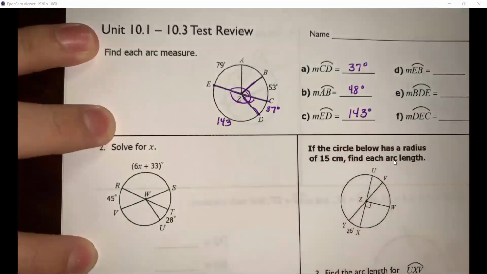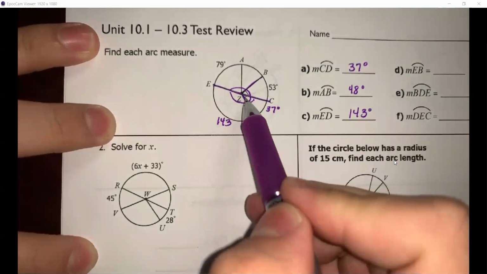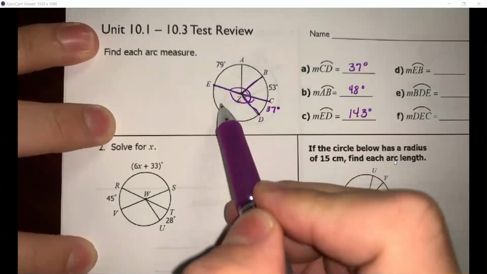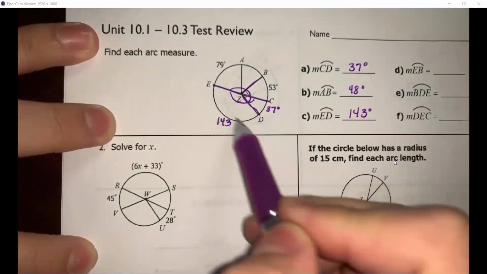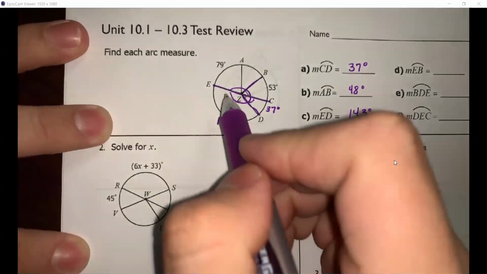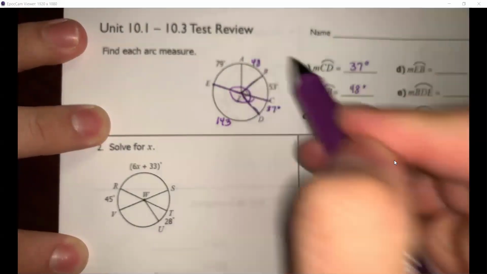This is all pretty simple. And again, you just have to remember that whatever the central angle is equal to, that's the same measure as the arc length, or not the arc length, but the arc measure in degrees that's connected to that central angle. So then if I look at EB, well, didn't I already establish that AB was 48 degrees?